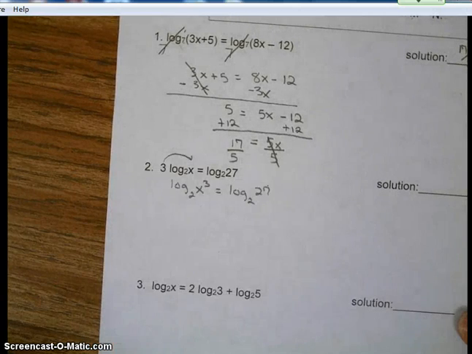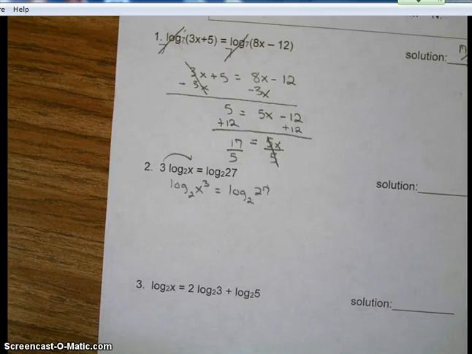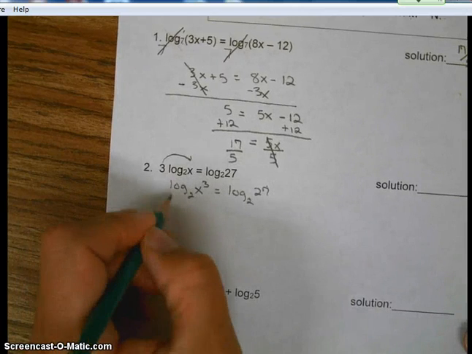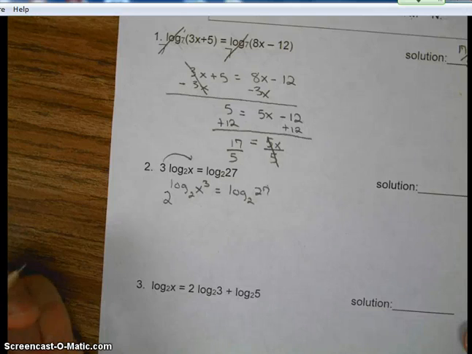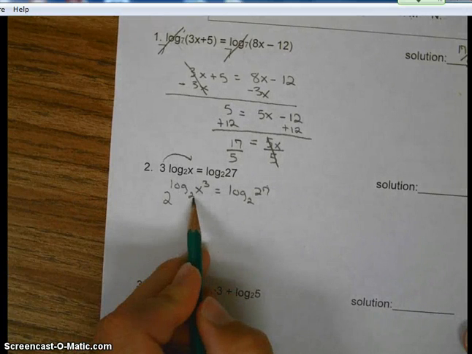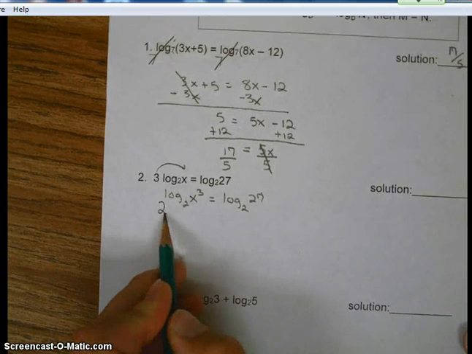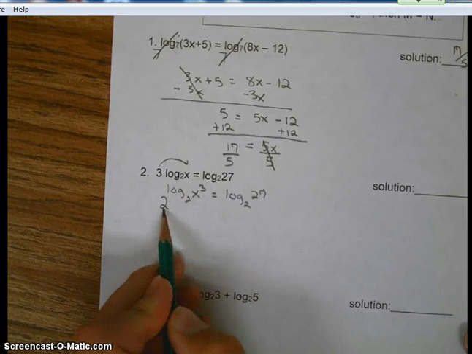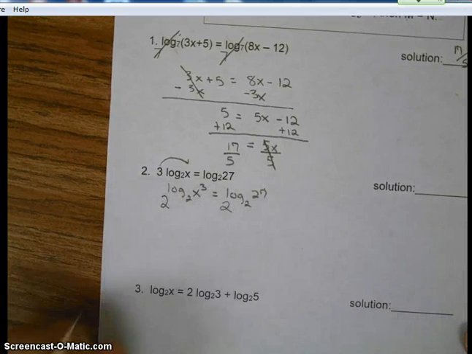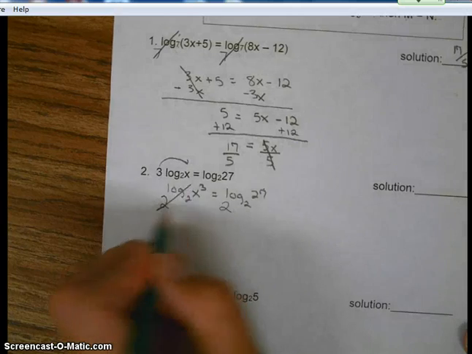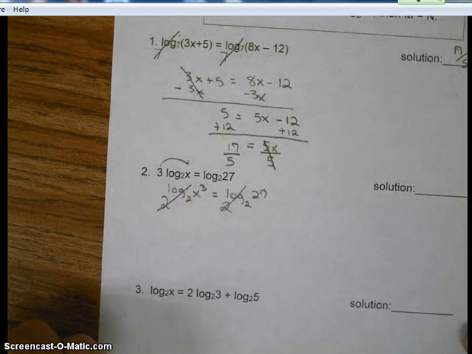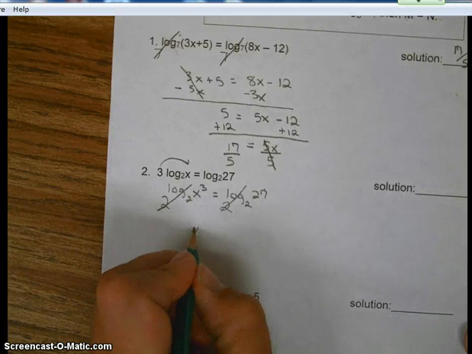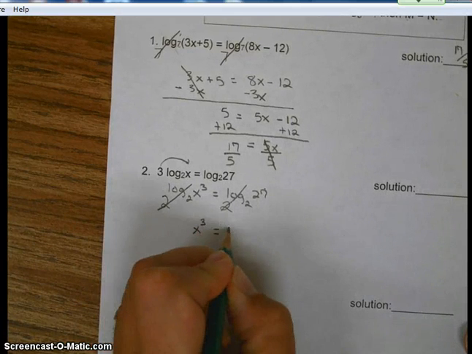Okay, and now we have it in the form that we want. See how the base is 2? So in order to cancel this log out, we have to raise this log to base 2, raise this log to base 2, and then they'll cancel out. Set the arguments equal to each other.